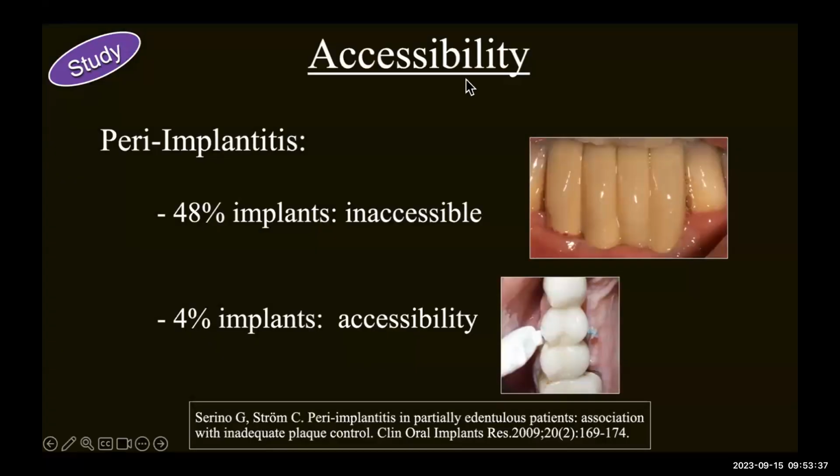Here's a good study on accessibility. What this study looked at is prostheses. Is it accessible to clean or is it not cleansable? And what they found out is that for the prostheses the patients couldn't clean or had difficulty, 48% of those implant cases ended up with peri-implantitis, whereas when patients had easy access to it, only 4.